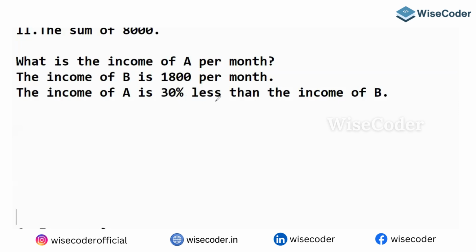If the income of A is 30% less than the income of B, there are two persons, A and B. If B is 100, A is what? 70. This is what? Percentage. Okay, with this you are going to get the income of A? Absolutely no. Let me add these together.